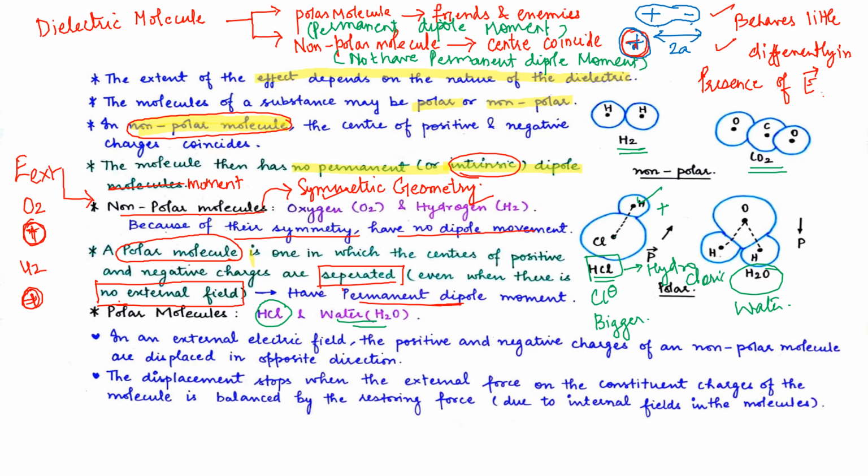Hydrochloric acid. And see over here water, this is a negative charged ion O, this is positive and this is positive. Due to this, this has some positive density and this has negative density. They are moving a little apart, so they have created a dipole already. Already they are a bit polarized.